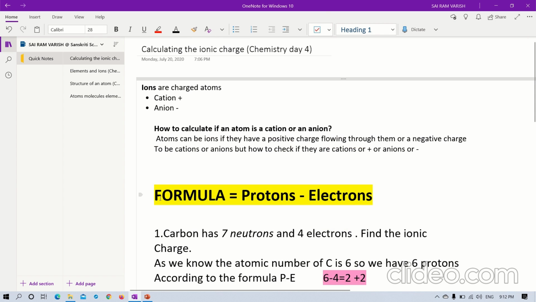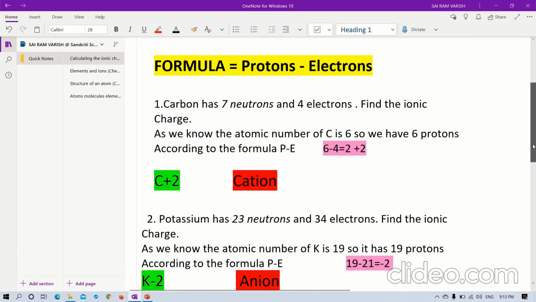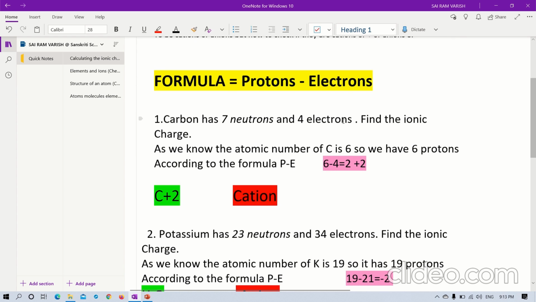So let's see, by using this formula, you can find out three things. First is, you can check whether that particular atom is an ion or not. Secondly, you can check if that particular atom is an anion or a cation. Third, you can check the exact ionic charge of that atom. So now over here in carbon, we have 6 protons and 4 electrons. 6 minus 4 would give us plus 2. Now, it's a positive number, so it's a cation, and it's compulsorily an ion. So C with an ionic charge of plus 2.